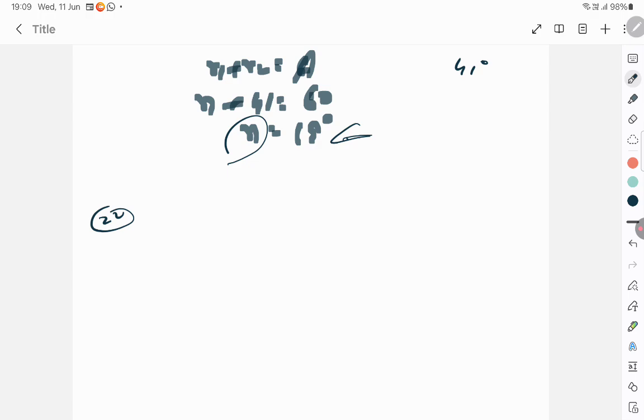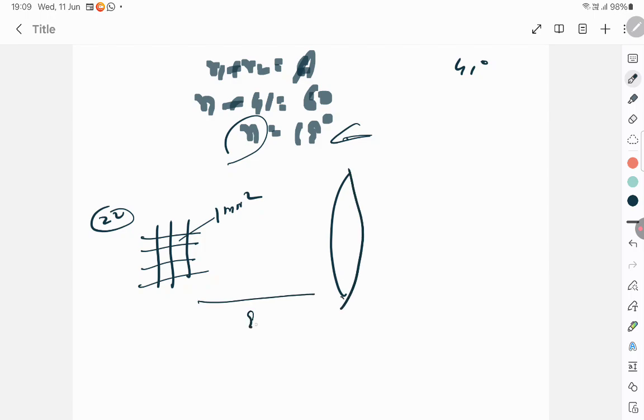A card is divided into squares, each of size 1 millimeter. One card is there, it's getting divided into small squares. Each square is 1 millimeter square. It is viewed at a distance of 9 centimeters from the magnifying glass. The converging lens has a focal length of 10 centimeters. u is always negative, so u is equal to minus 9. What is the magnification produced by the lens? How much is the area of the square?